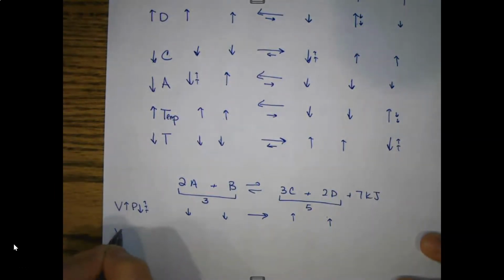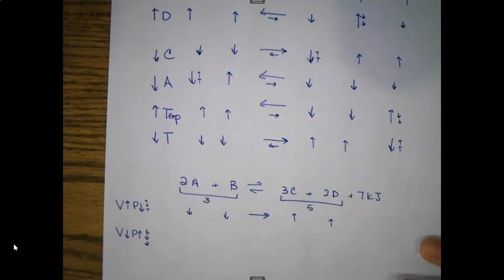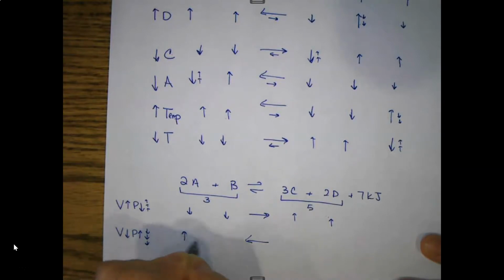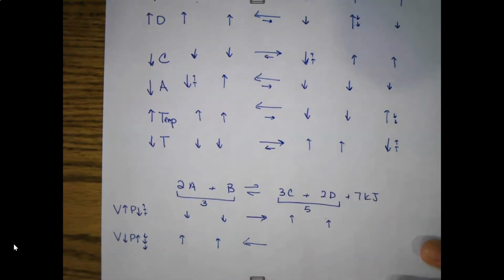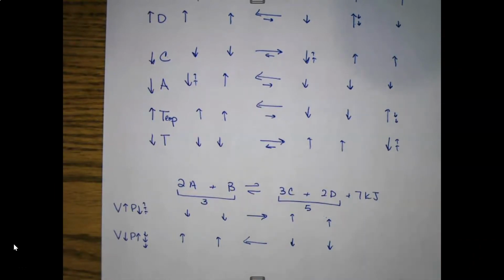If I decrease the volume, which means pressure's going up, the system's going to try and counteract by decreasing that pressure. So it's going to favor the side with fewer moles. Left side has fewer moles, so I'm going to shift to the left, favor the reverse reaction, favor the production of A and B. Going to decrease the quantities of C and D. Okay, so there's pressure.